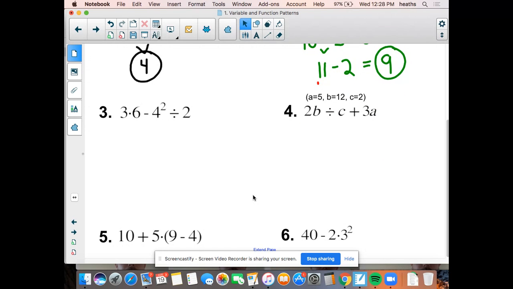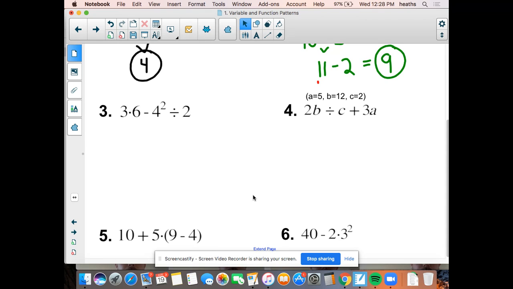Okay, moving on. Number 3. 3 times 6 minus 2 squared divided by 2. What I tend to do is look at the problem as a whole and say, okay, what do we got? We have multiplication, subtraction. Oh, there's an exponent. And then also we have division. So a lot going on here, but let's just follow our steps.